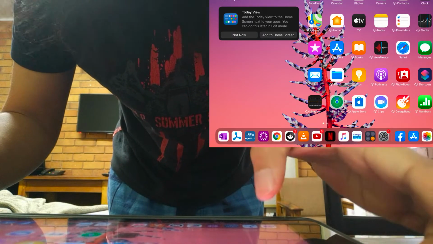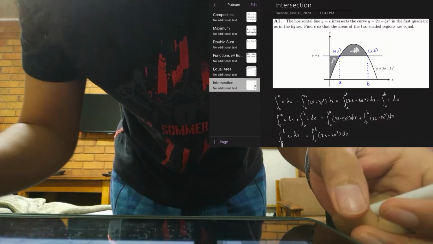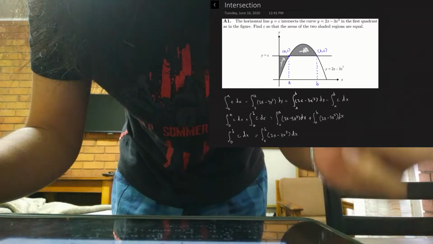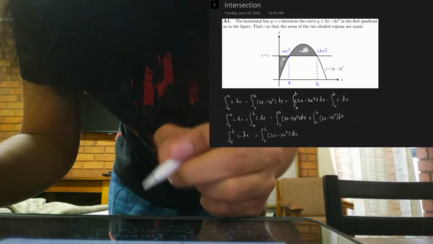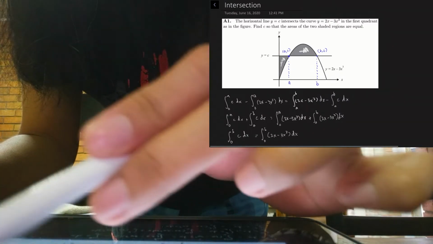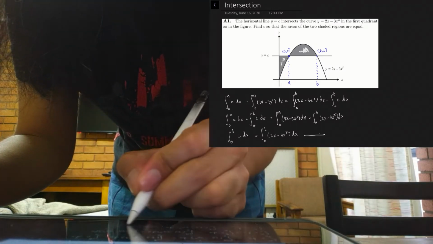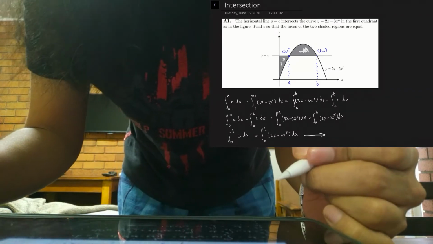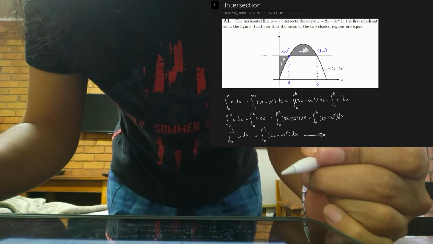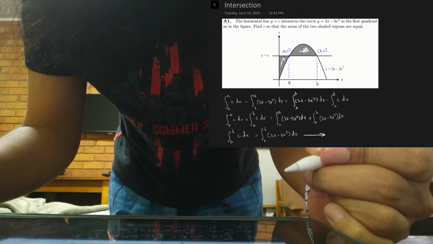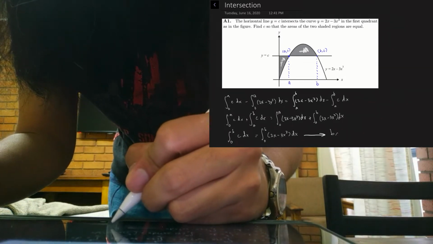Then we integrate. Oh, I pressed home and lost the notebook right there. But anyway, let's continue. So we integrate this particular equation. Right now, the integral on the left hand side is trivial, that's just cx evaluated from 0 to b, that's just bc.